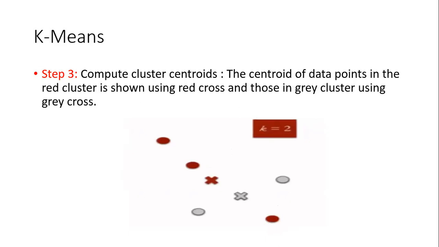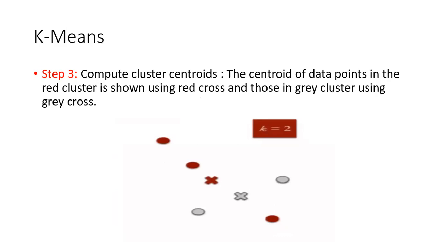Then compute the centroid. So centroid means I am taking the average of these three rows across all the columns. That becomes the centroid row. So I represent a cluster by the centroid. The red cluster's centroid is the red cross and the white one's is the white cross. Okay.